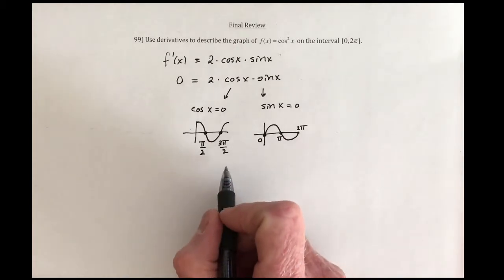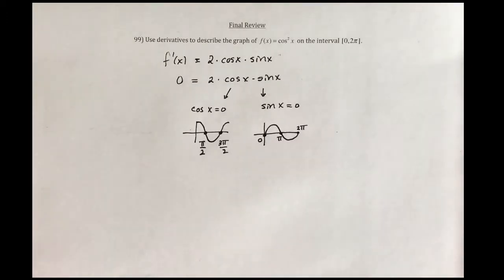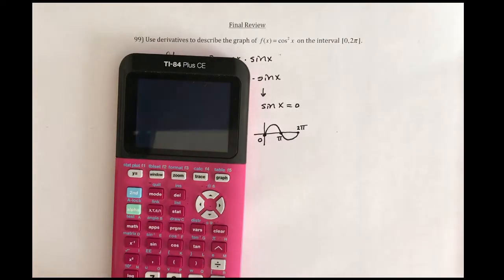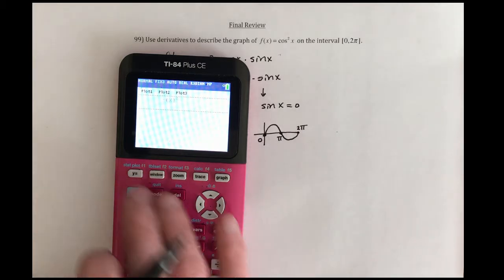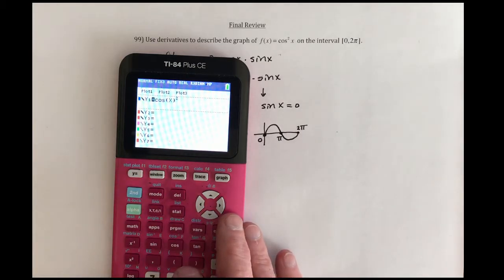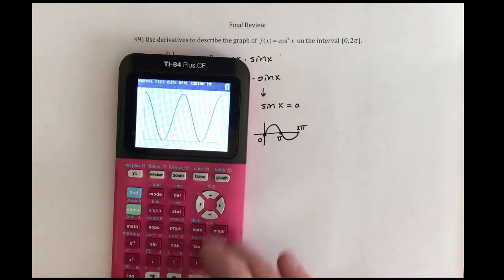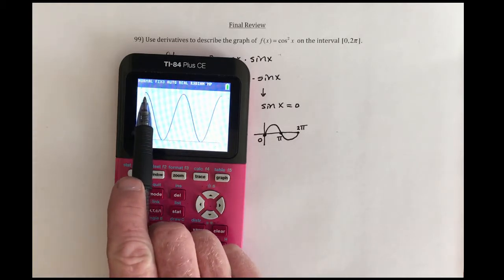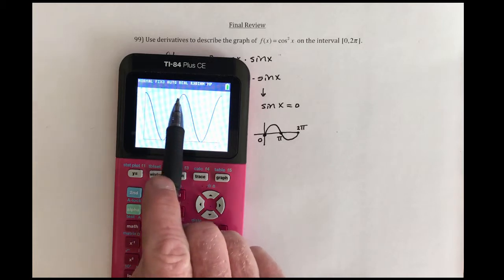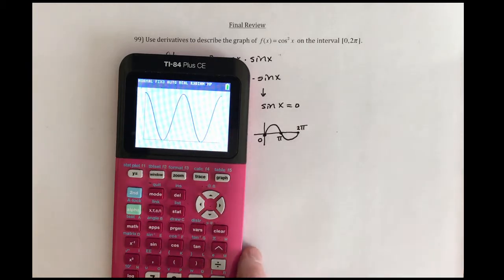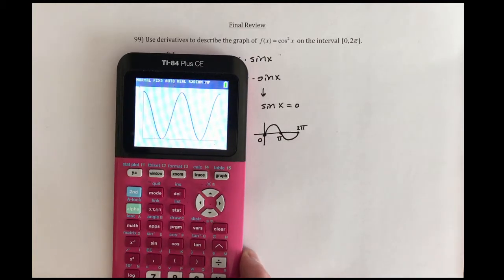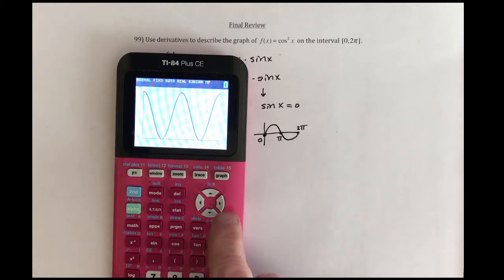Then the next thing that I would do is use a calculator and go ahead and graph the function. So I graphed cosine squared, and there would be 1, 2, 3, 4, 5 minimums and maximums. So that corresponds to the 5 answers that we just got. So then I could find the actual points.